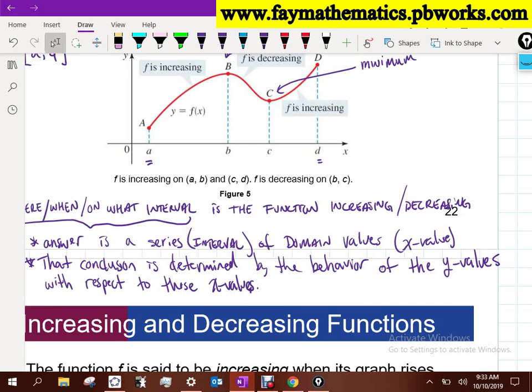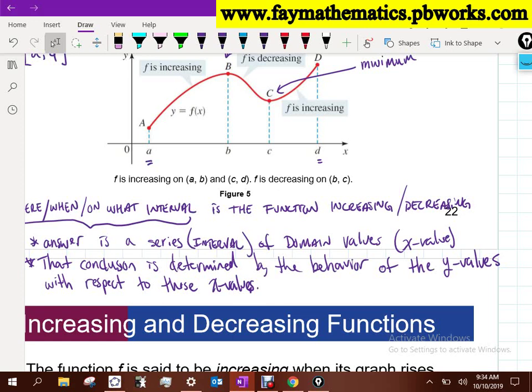Okay, so when I ask you where is this thing increasing, your answer to that is going to be a list of x values. I'm going to write it in an interval, okay? But the determination of what x values to use for increasing is determined by what the y values are doing with respect to those particular x's. Does that make sense? Okay? So the y's are telling you increasing or decreasing, but the answer that you give then is the x values in which that increasing is happening, or the x values in which that decreasing is happening.